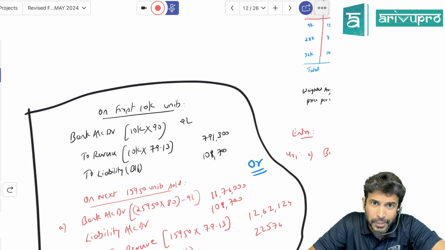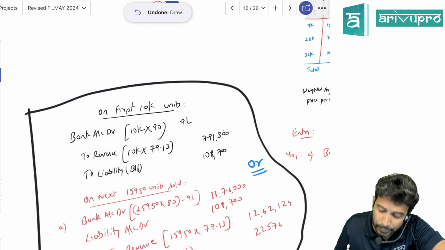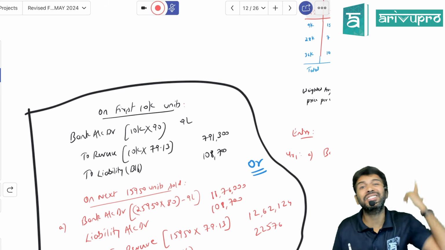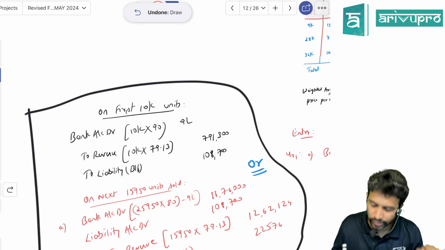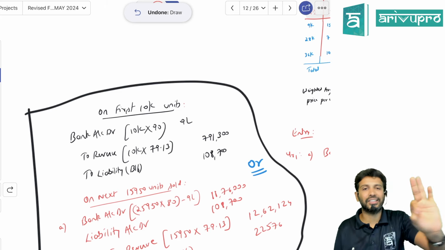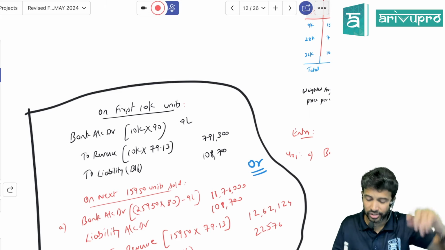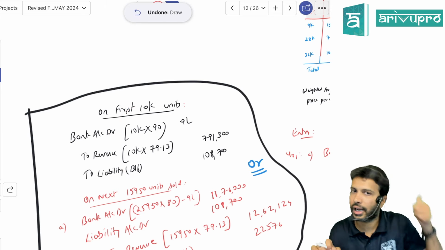But the journal entry is not matching. Yes, the customer paid us 9 lakh, but we are recognizing only 7,91,300 revenue. So the balancing figure will be treated as a liability and adjusted later. So the liability balancing figure is 1,08,700. So up to 10,000 units, the customer purchases the goods. This will be the entry we would have passed. I hope you are good with this.